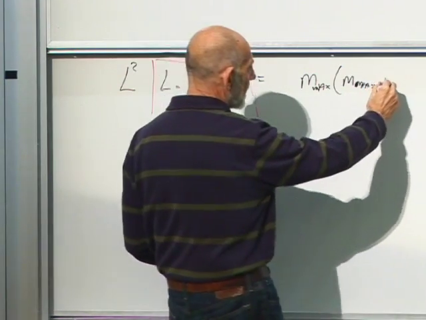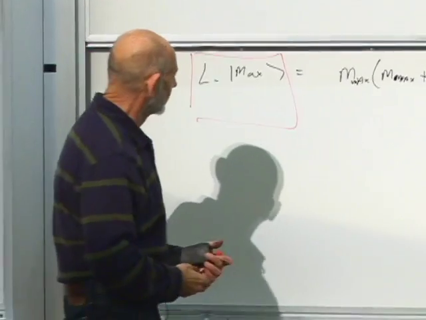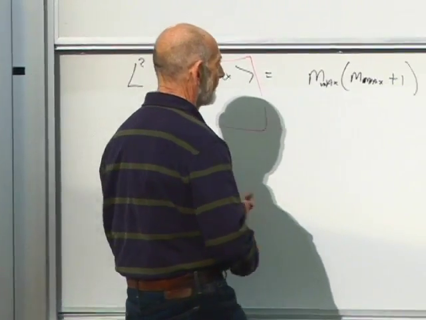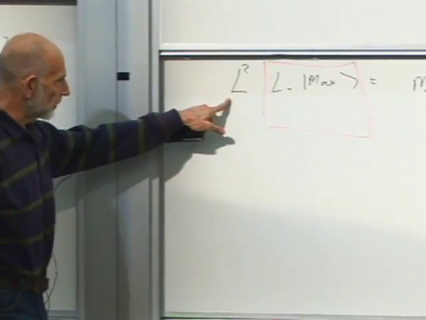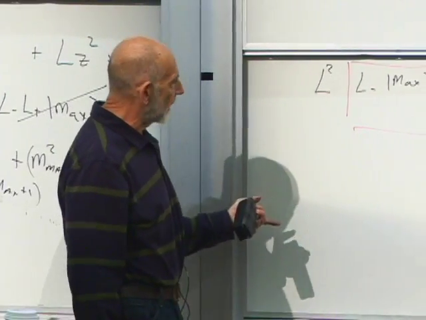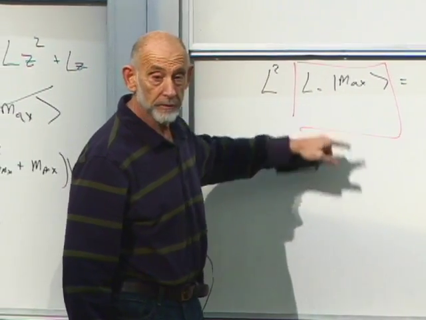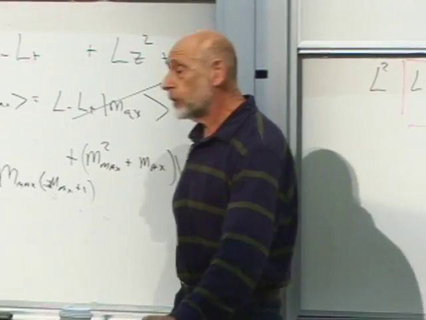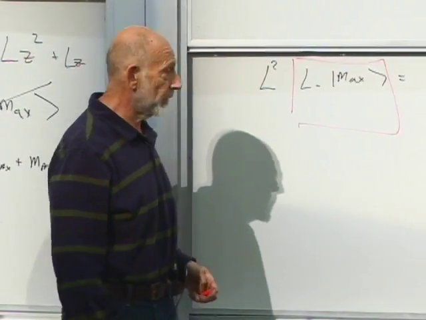N max plus 1 times the thing in the red box. All right, that L squared has exactly the same eigenvalue as it had for n max itself. Yeah, and you get that from the formula over there? You get that from manipulating the operators.